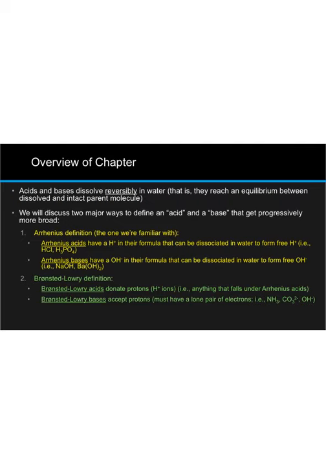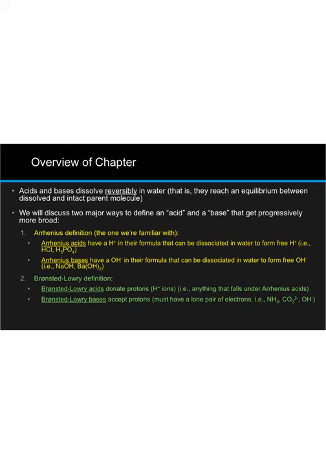According to one definition, one that we might already be familiar with from previous work in this course, the Arrhenius definition, an acid has an H+ cation in its chemical formula. To act like an acid, a chemical compound needs to be dissociated or split apart into its ions in water to free up that H+ cation. Examples of acids, therefore, are anything that has an H+ and is dissolved in water, HCl or H3PO4.